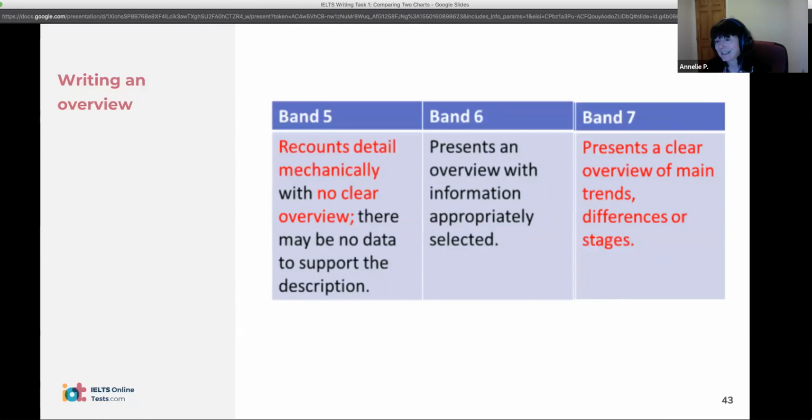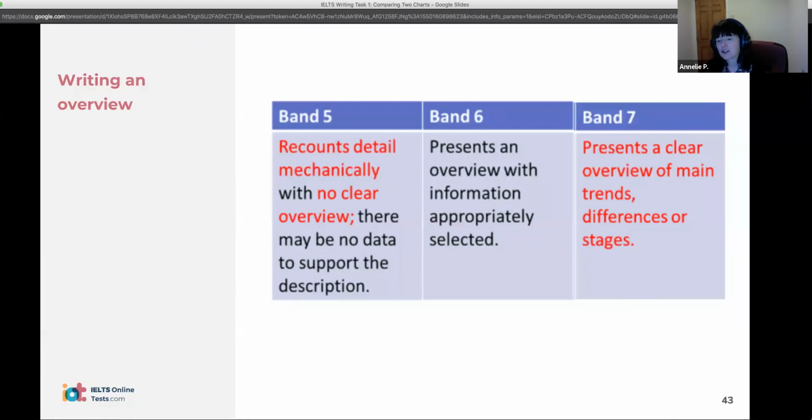When it says clear, one thing is that you need to put it in a separate paragraph. That's one way of making it clear. You also need to have an introductory phrase, a linking phrase to show that this is the overview. Also in band 5, it says recounts detail mechanically. Does anybody know what mechanically means here? This is referring to the body paragraph.